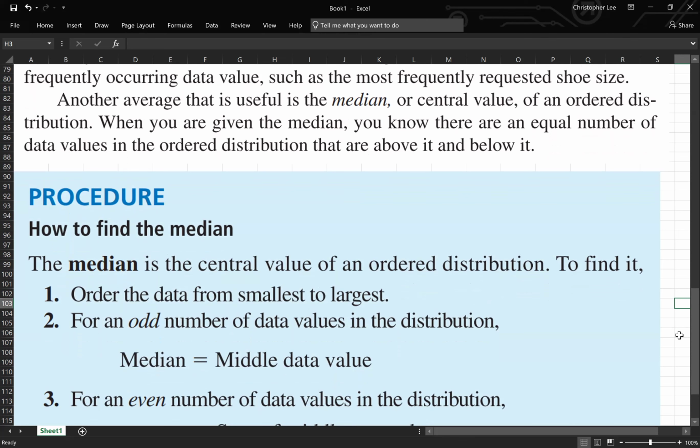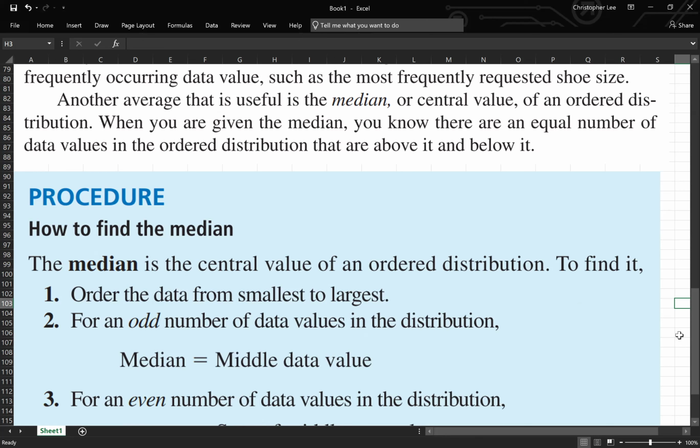Step two: for an odd number of data values in the distribution, the median is the middle value. So if I have three numbers, the median is the middle number. Imagine I had one, two, three. My median is two because it's in the middle.